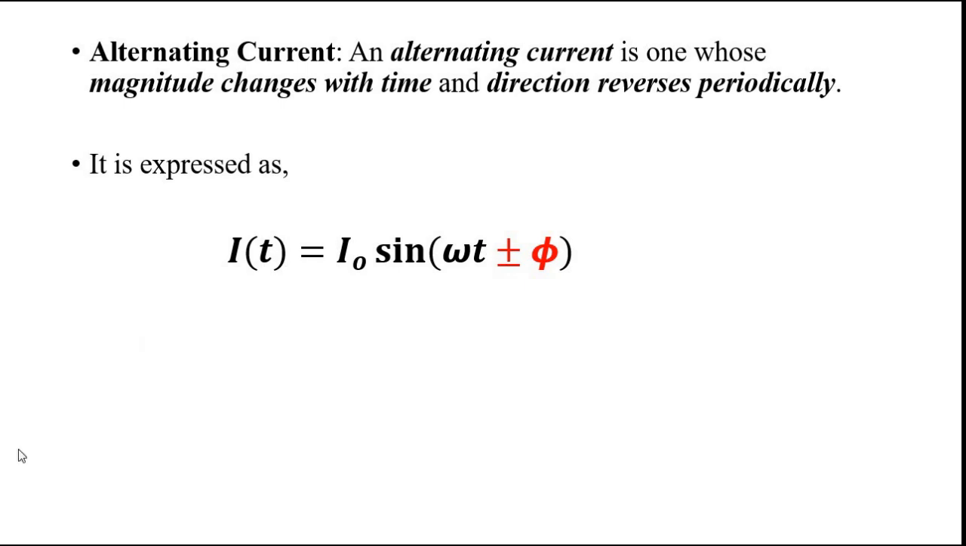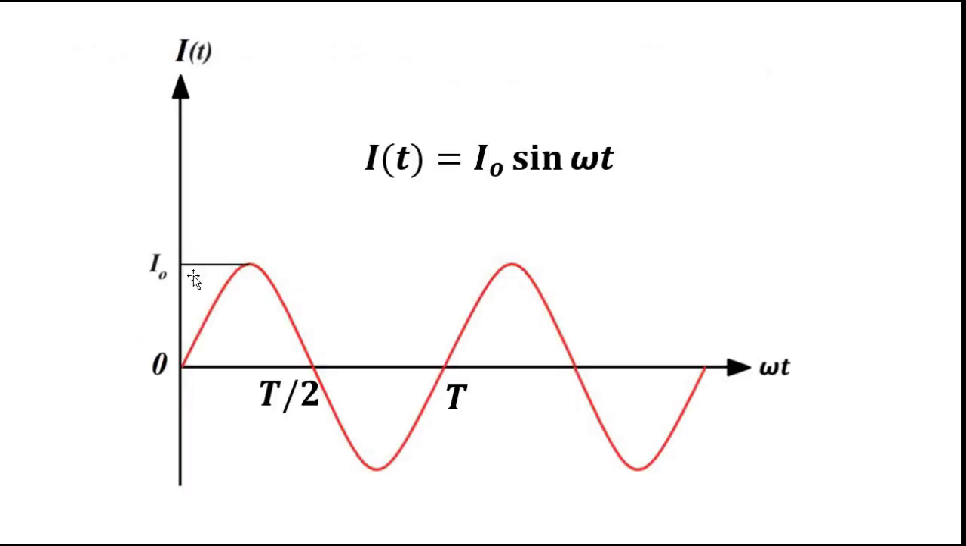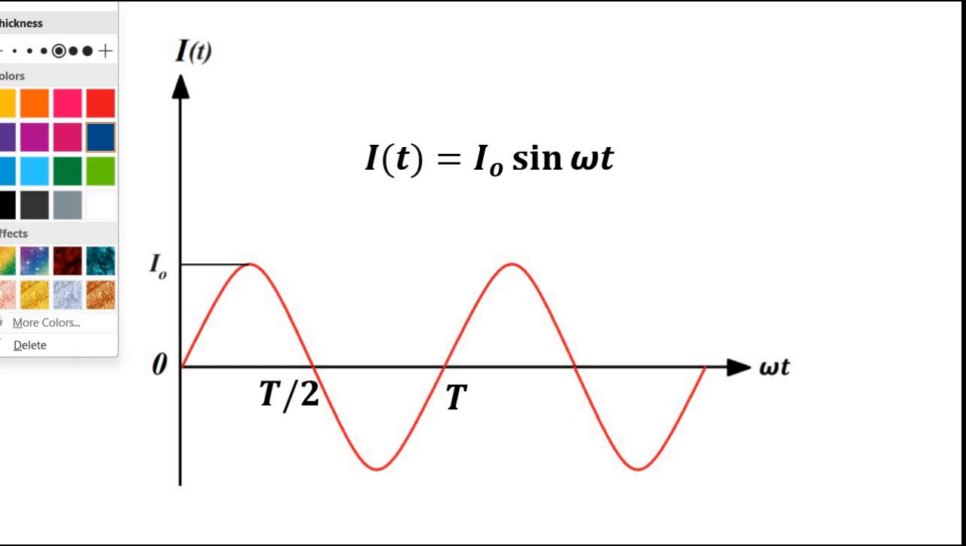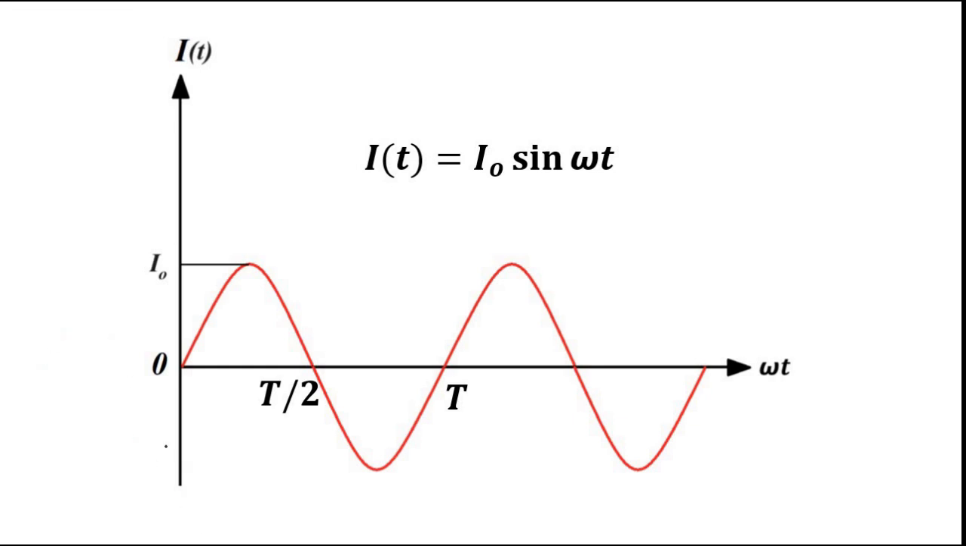Coming to alternating current, again the same definition. It is a time varying current whose magnitude changes with time and direction reverses periodically. Same thing here, the amplitude is represented as I0, and this is during the positive half cycle, and this is during the negative half cycle. Again time period T, reciprocal of time period is frequency, and omega is 2 pi f, that is the angular frequency. As you can see, there is no phase lead or lag for a purely resistive circuit.